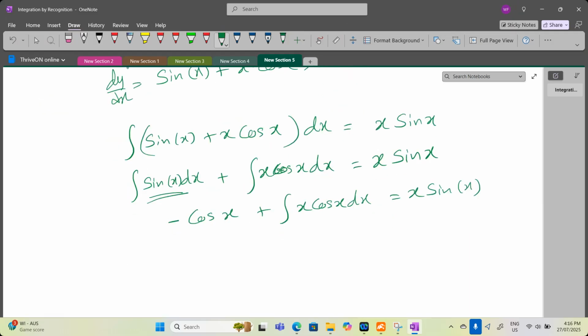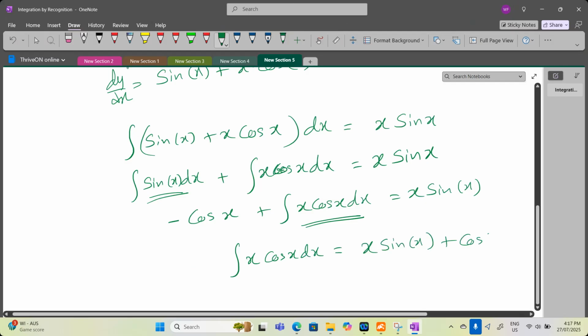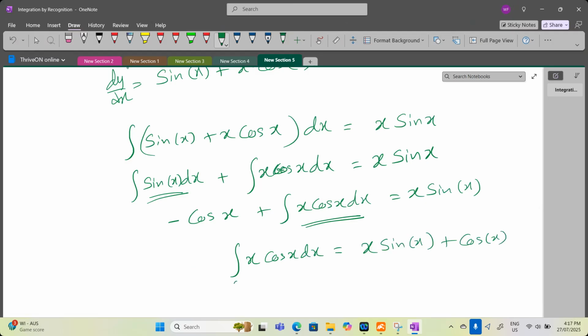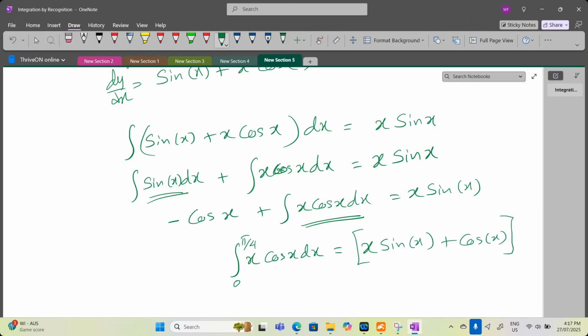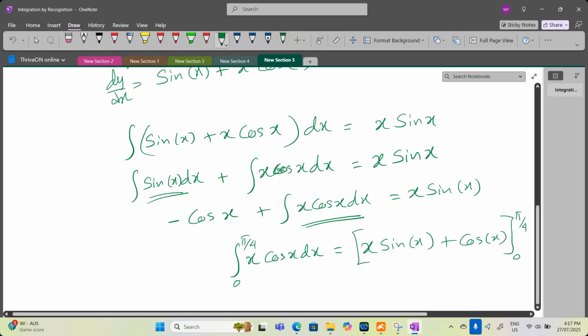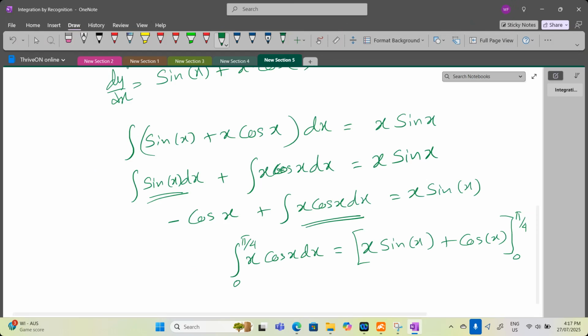Now, the purpose is to find this one, so bring all the others to the other side. So the integral of x cos x dx is on the left, and x sin x is here, and negative cos x becomes positive cos x. And if it has a limit 0 to pi on 4, the whole lot should be substituted with pi on 4 and 0. We can find it. This is integration by recognition. You recognize the forward side and then reverse the same thing again.